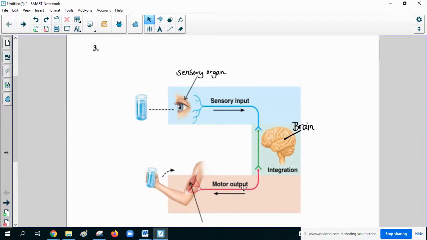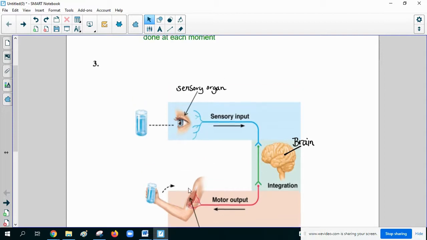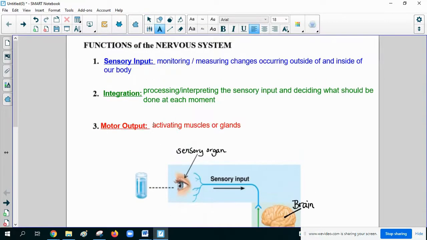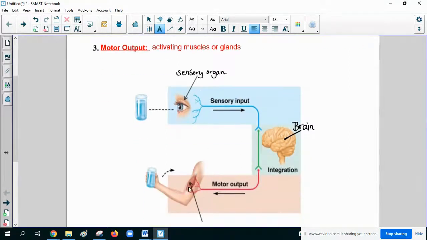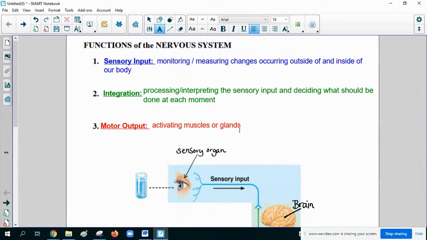The last function of the nervous system is what's called motor output, and that's the actual commands that your brain gives to your body to make it do something. So I've started out my definition. Motor output is when we activate our muscles, like we can see in this image, but that would also apply to a gland, and we'll talk more about that later.